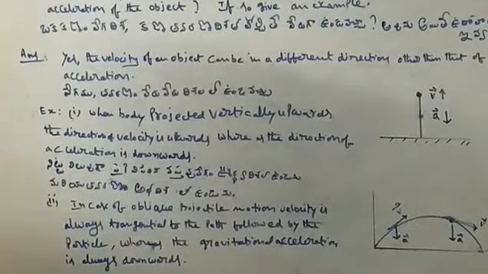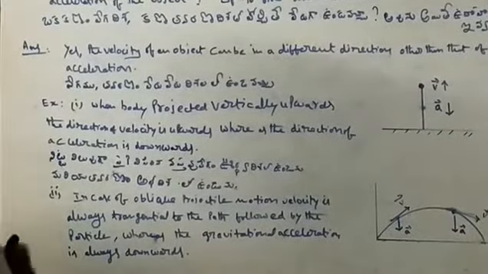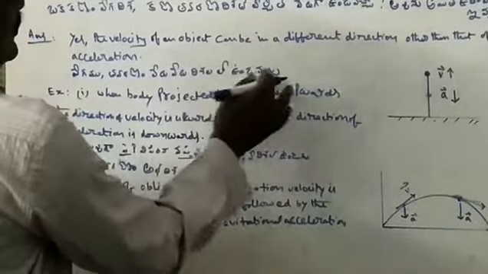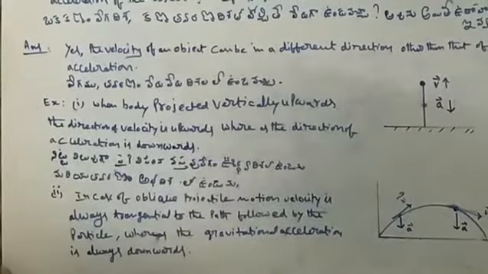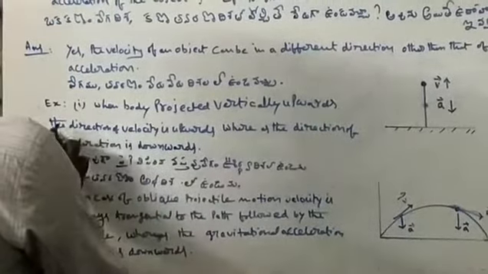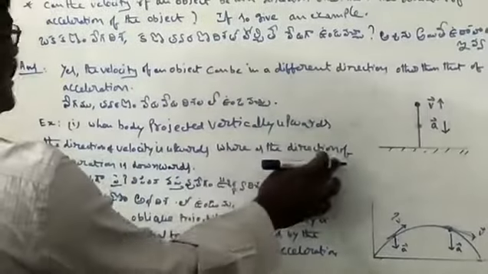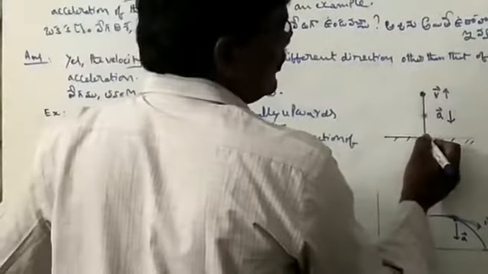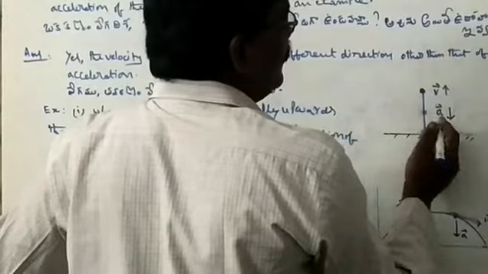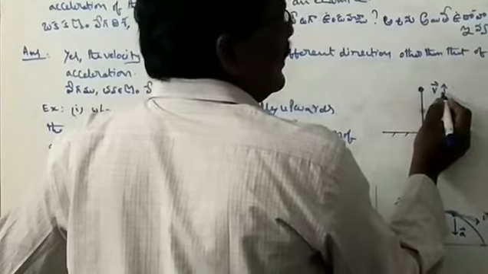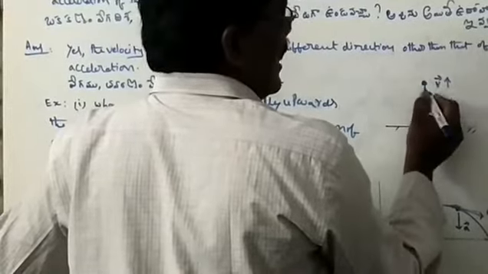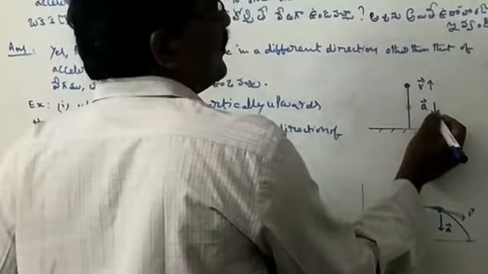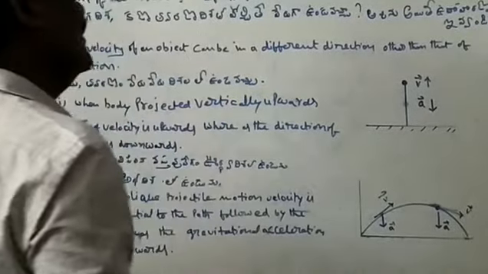Okay, yes, the statement is correct. The direction of velocity is different from the direction of acceleration. Example: when a body is projected vertically upwards from the ground, the direction of velocity is upwards, whereas the direction of acceleration is downwards. Acceleration direction is downwards, that means towards the center of the earth.